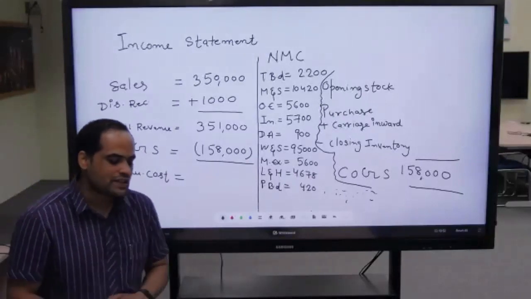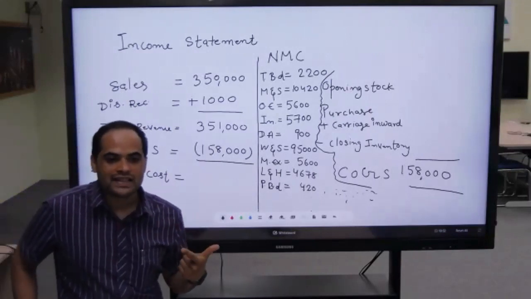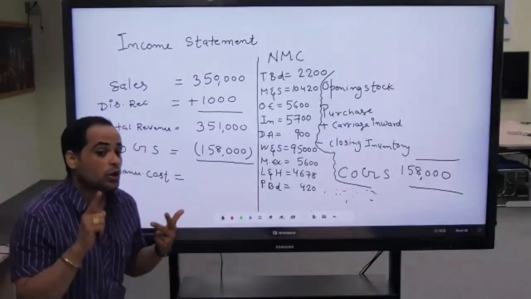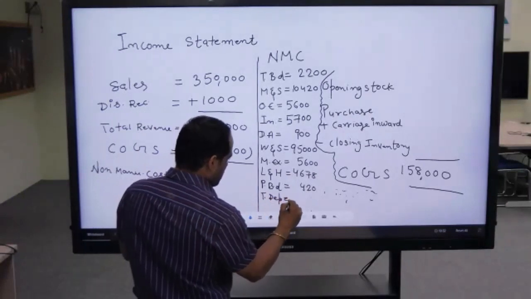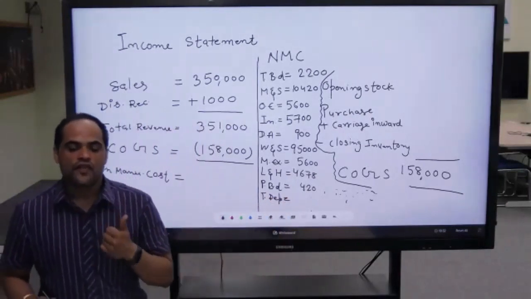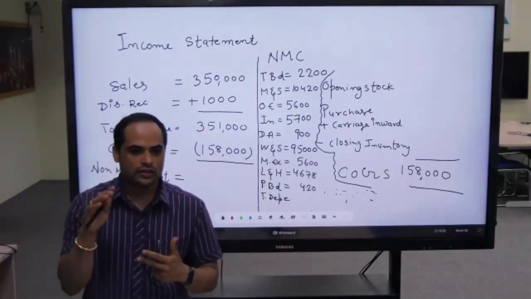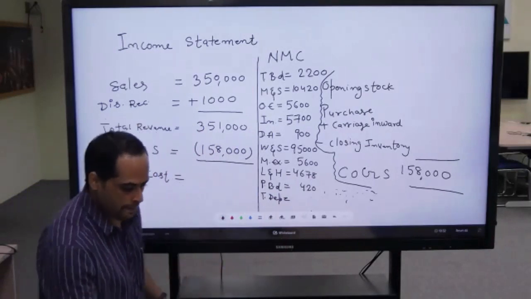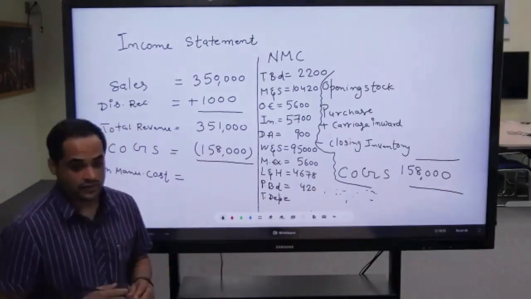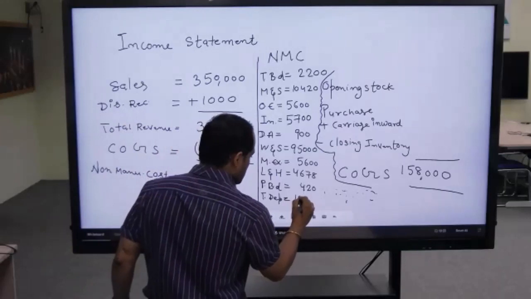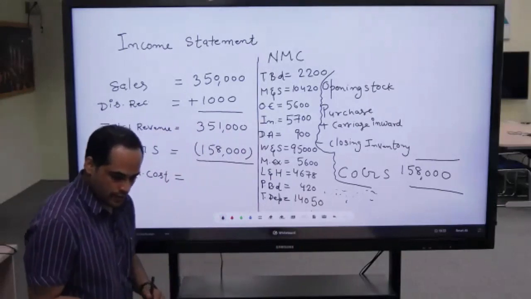And next is depreciation on furniture, equipment, and vehicles. So give me total depreciation. Remember, depreciation on furniture, on equipment, and on vehicles. Tell me how much is your depreciation. 14,050. That's right. 14,050. That's all.